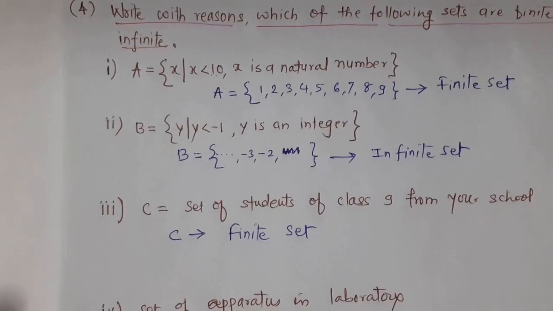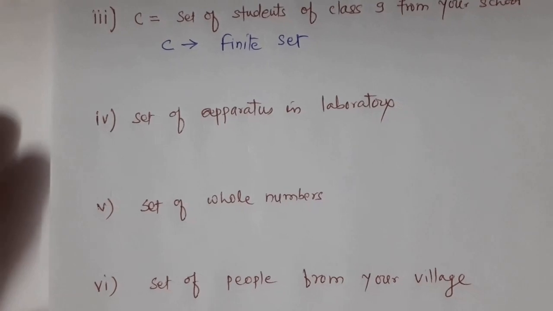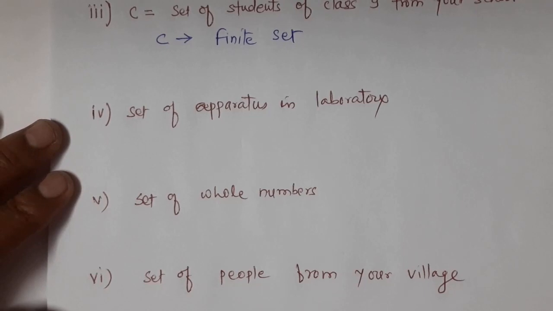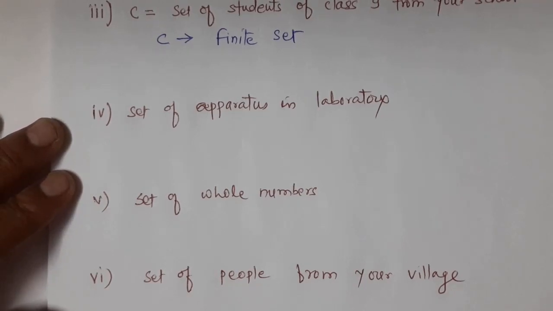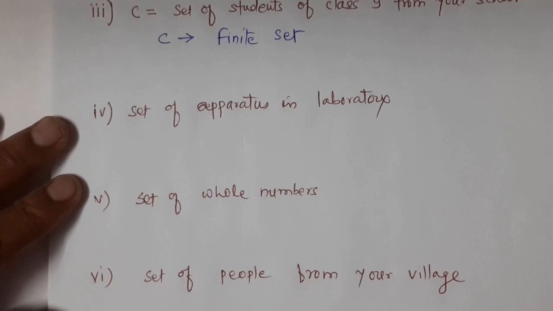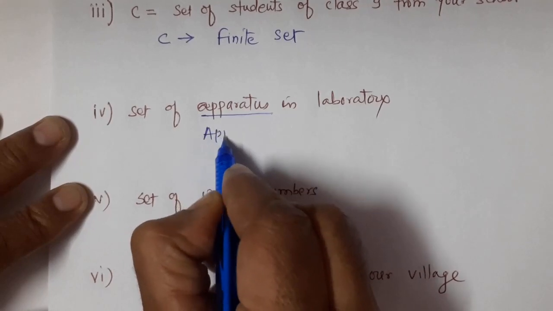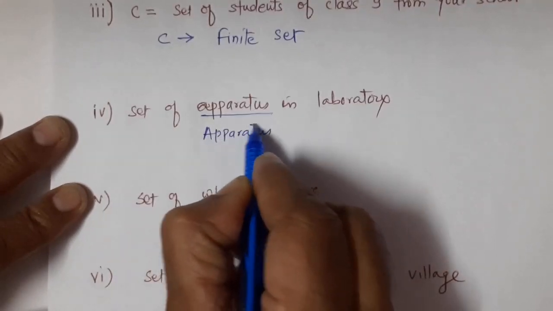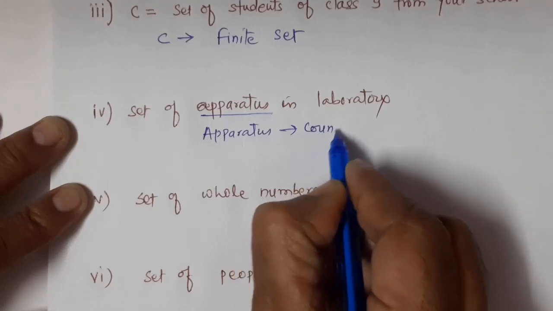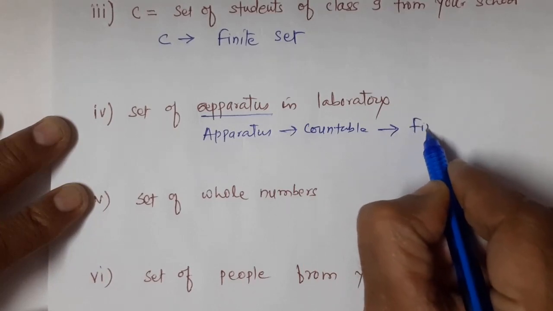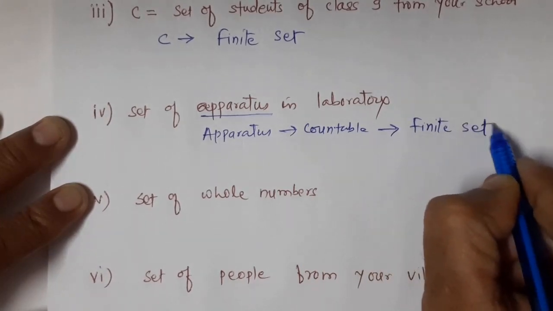Then the set of apparatus in a laboratory. What is that set? When you visit any laboratory, there is a fixed number of apparatus of that kind. Okay, and those are fixed. Suppose the apparatus are fixed and countable, that's why the set is what? It is called finite. It is a finite set.